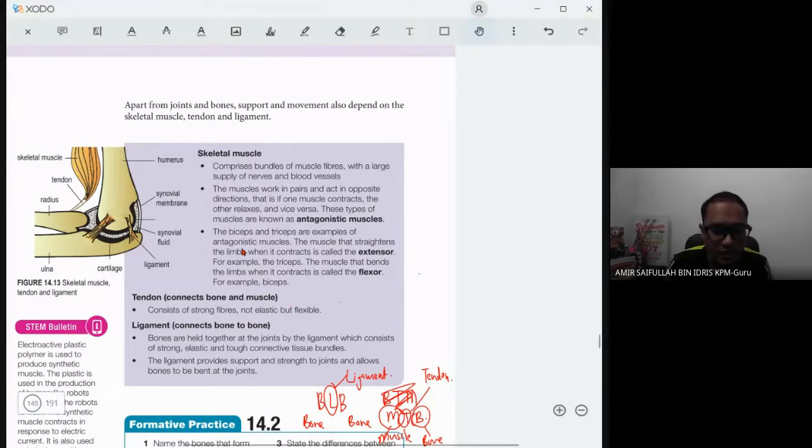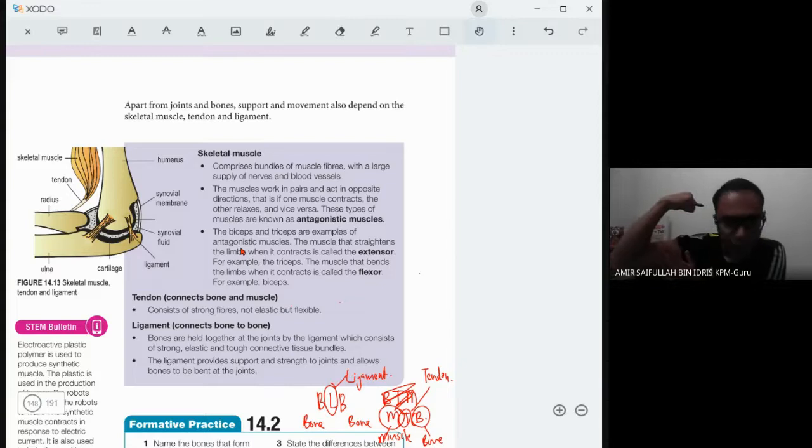Okay. For example, in our body, in our hand, we have the bicep and tricep. Ini bicep. Tengok. Ini bicep, ini tricep. So, dekat sini ada muscle bicep. Bicep ini, kalau dia contract, yang tricep akan relax. Kalau yang tricep contract, bicep akan relax. So, they work in pair. Antagonistic muscle. Clear? So, antagonistic itu maksudnya dia work in pair.